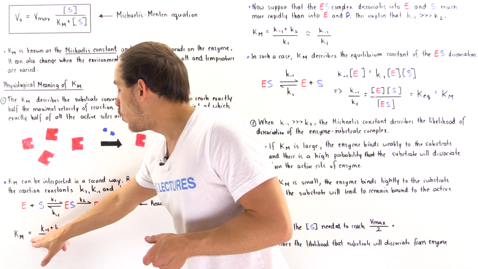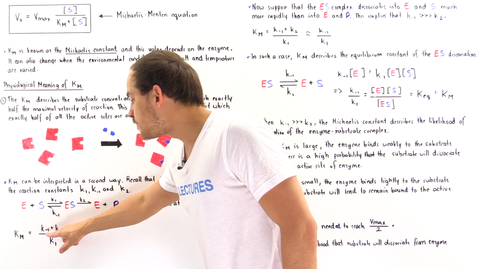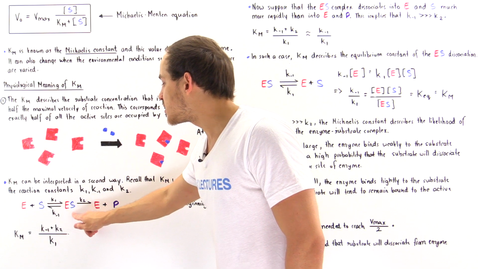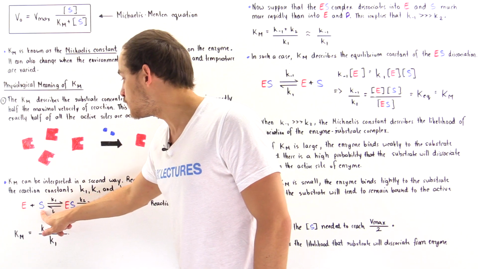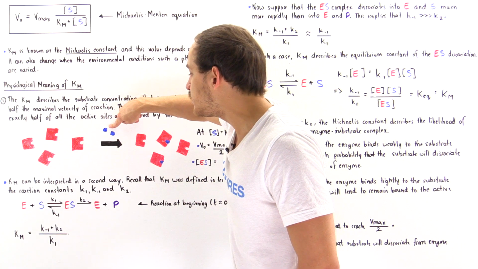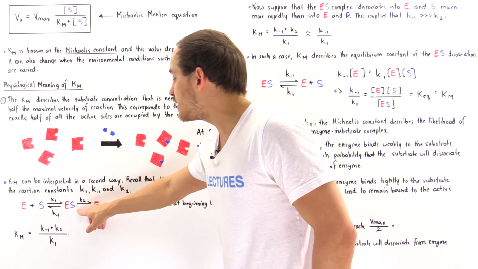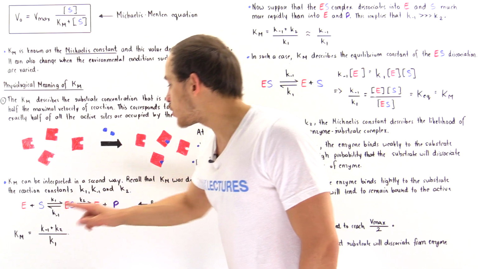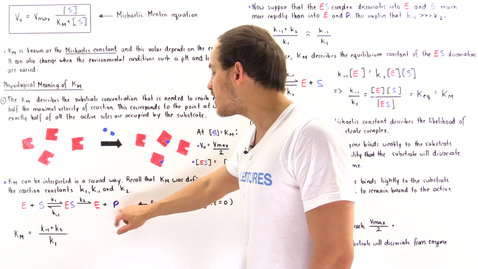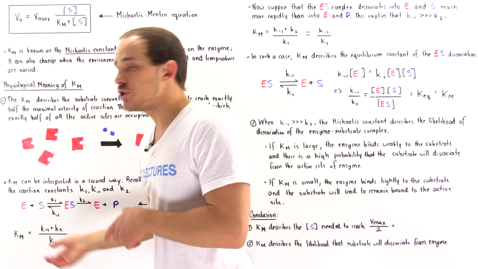So Km, we said, was equal to K minus 1 plus K2 divided by K1, where K minus 1 is simply the rate constant for this reaction, the dissociation of the enzyme substrate complex back into the enzyme and the substrate. So when the substrate essentially dissociates from the active site, we produce back this enzyme and a substrate. That's K minus 1. K1 is basically the association, the formation of this enzyme substrate complex. And K2 is the rate constant for this reaction, the dissociation of the enzyme substrate complex into the product molecule and that enzyme. So we were able to basically derive this equation in that lecture.